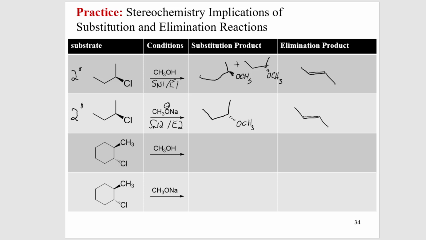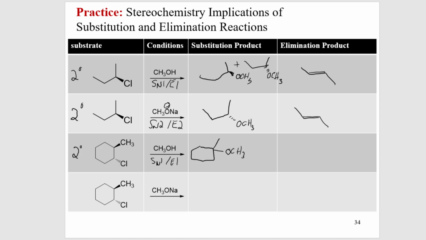Let's look at the third case. I have another secondary system that could undergo anything at this point, so I've got to turn to the conditions, and I'm going to consider both SN1 and E1. These are weak protic conditions. In this case, the major product is going to be this ether, OCH3. However, the major product is going to be the one after a carbocation rearrangement has occurred. You can do the mechanisms out for these.